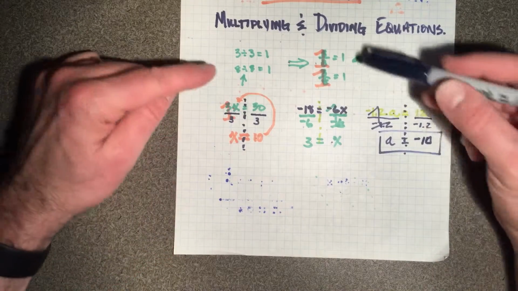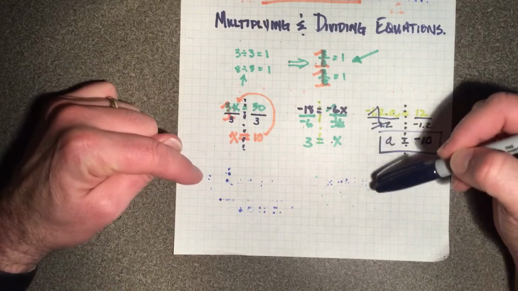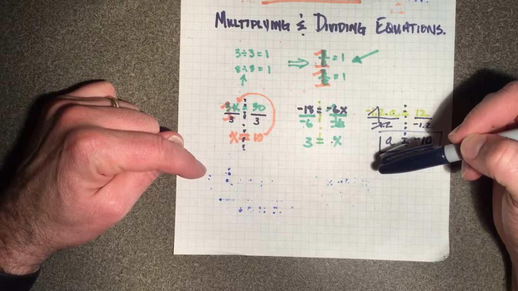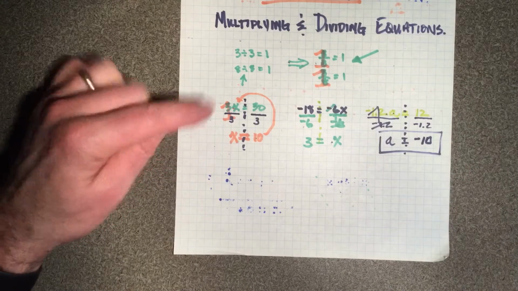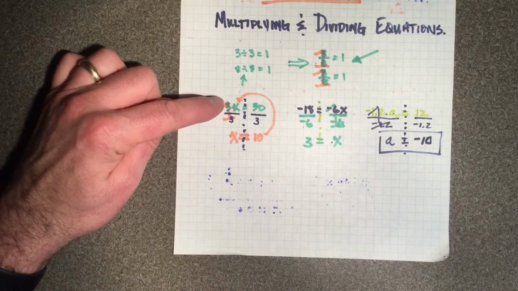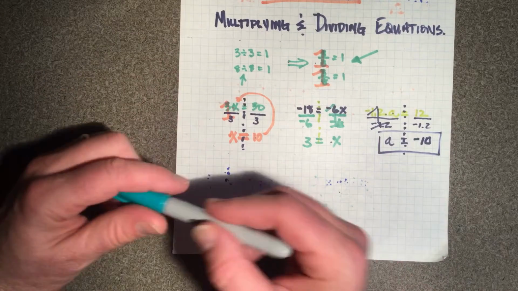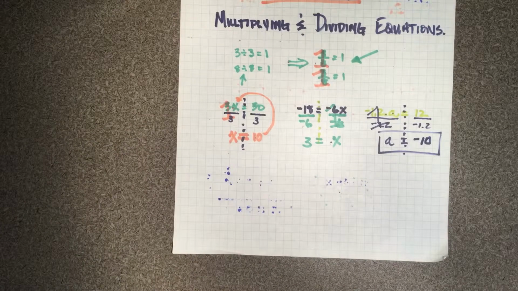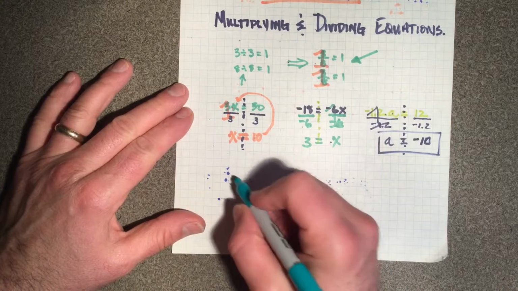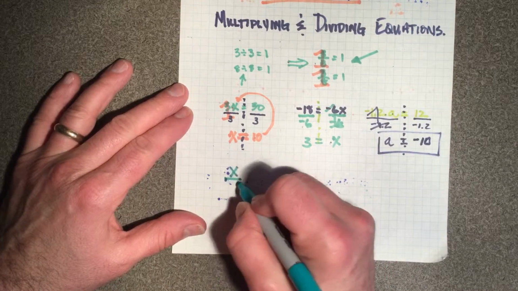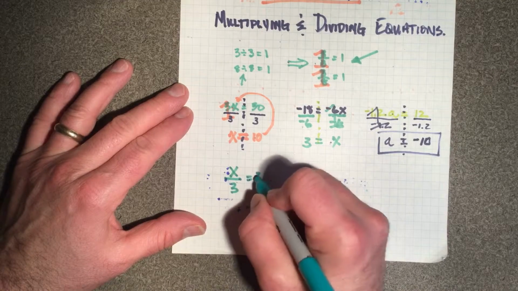Okay, now let's compare these two problems with the ones that I'm going to do now. And I want you to notice how similar they look. So this first one I wrote in green here was a multiplication problem because it was 3 times x equals 30. Now I'm going to write it in a little bit different problem, and it's going to look like this. X over 3 equals 30.